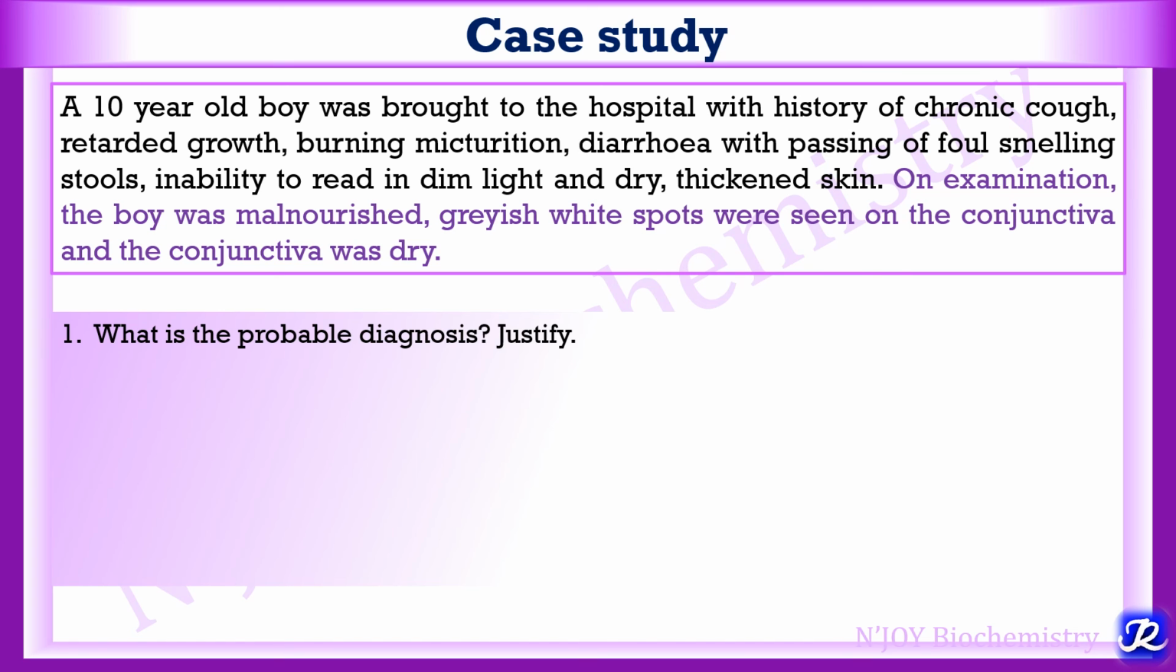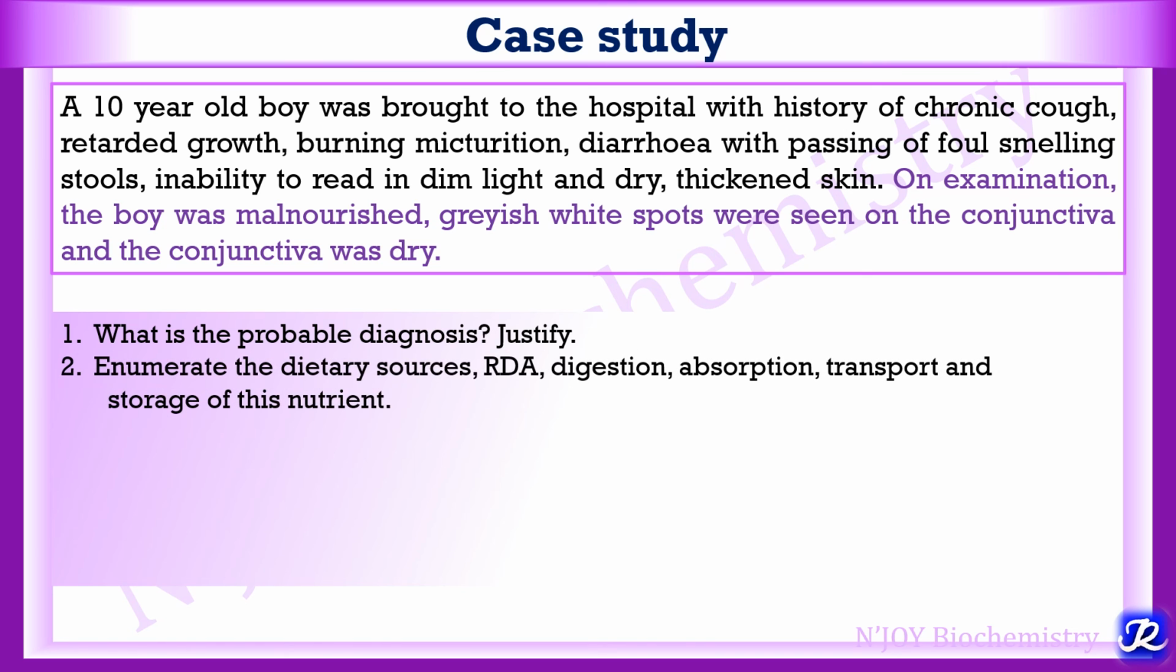So whenever there is deficiency of vitamin A, it results in dysfunction of the epithelium of the genitourinary tract. So there are various symptoms of vitamin A deficiency. Again, on examination, the boy was malnourished and Bitot spots were seen on the conjunctiva, and the conjunctiva was dry. So all these findings favor the diagnosis of vitamin A deficiency.